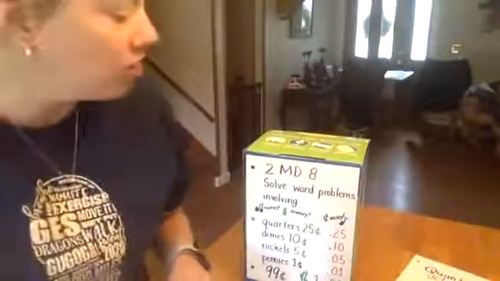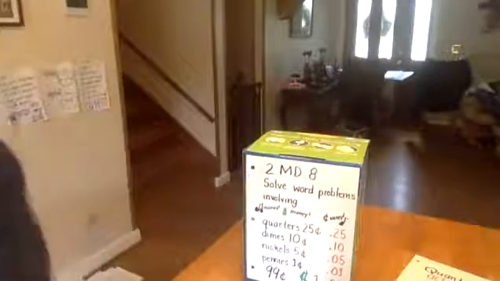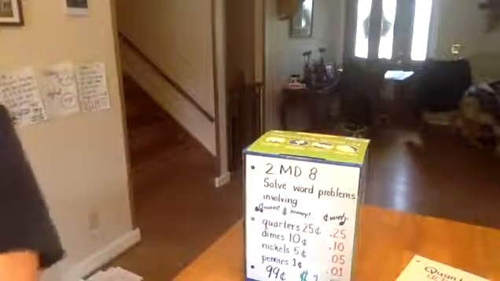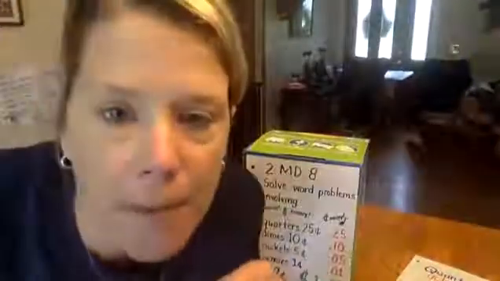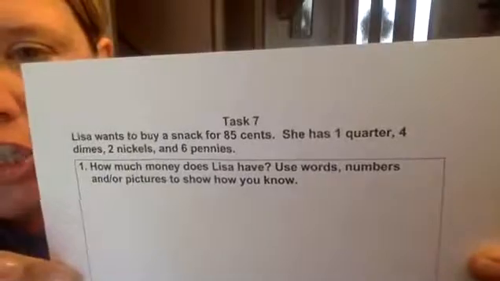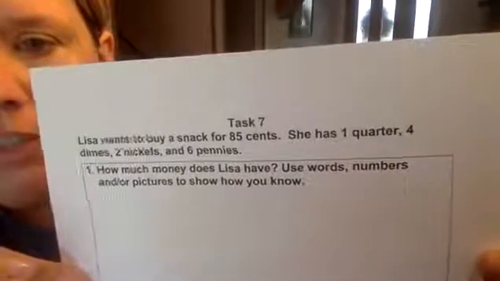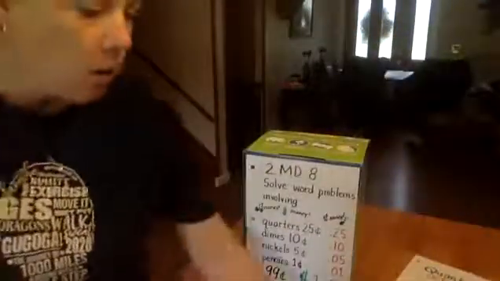So I want to show you guys a problem. Where did it go? Oh, where did my little problem go? Here we go. Are you ready? So our good friend Lisa wants to buy a snack for 85 cents. She has 1 quarter, 4 dimes, 2 nickels, and 6 pennies. So let's check that out.